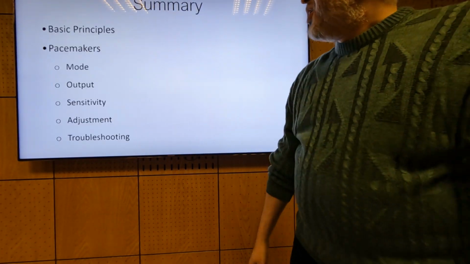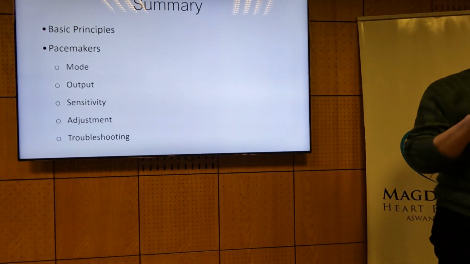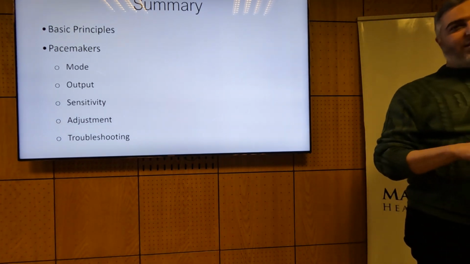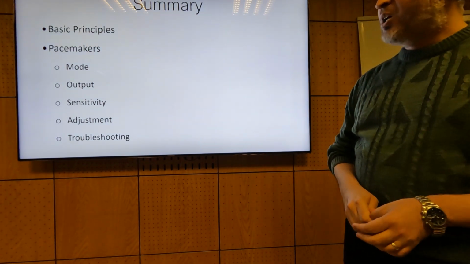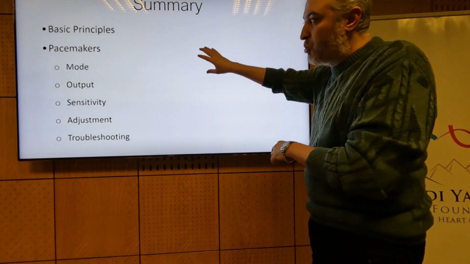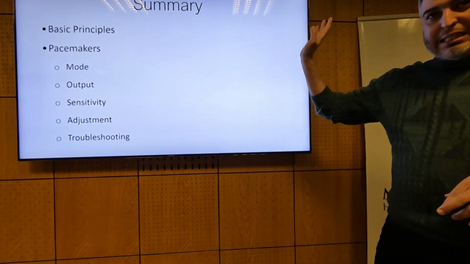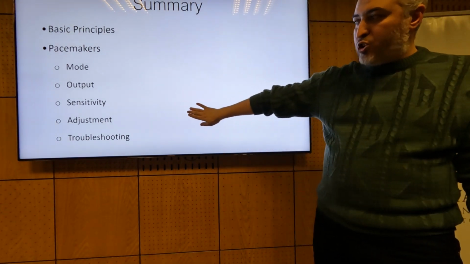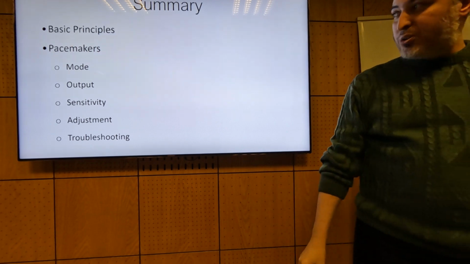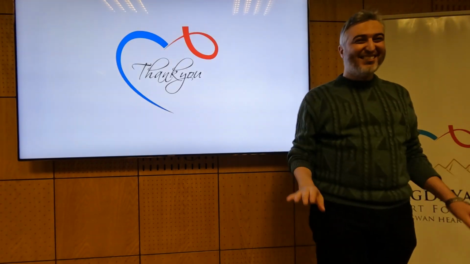Okay? So we've talked about basic principles. We've talked about conduction system, AV delay, AV synchrony, interventricular, intraventricular synchrony. We've talked about pacemaker with different modes, AAI, AOO, VVI, VOO, DDI, and DDD. Talked about output, sensitivity and how to adjust these, and basic troubleshooting. Any questions?